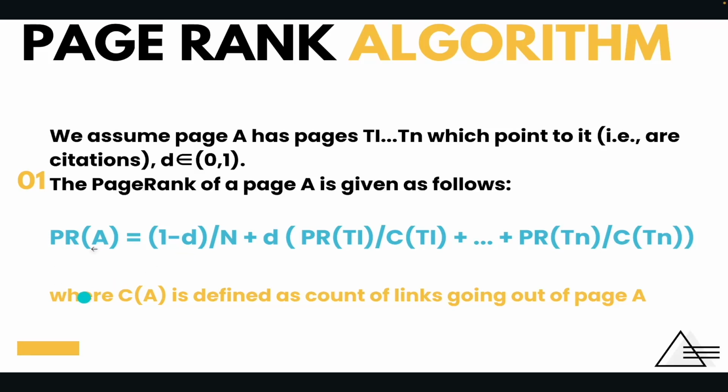So the formula for PageRank is updated like this. Here T1 to Tn are the pages which have inward links to A. We are calculating the PageRank of A, and C of T1 is defined as the number of links going out of page T1, T2, up to Tn.